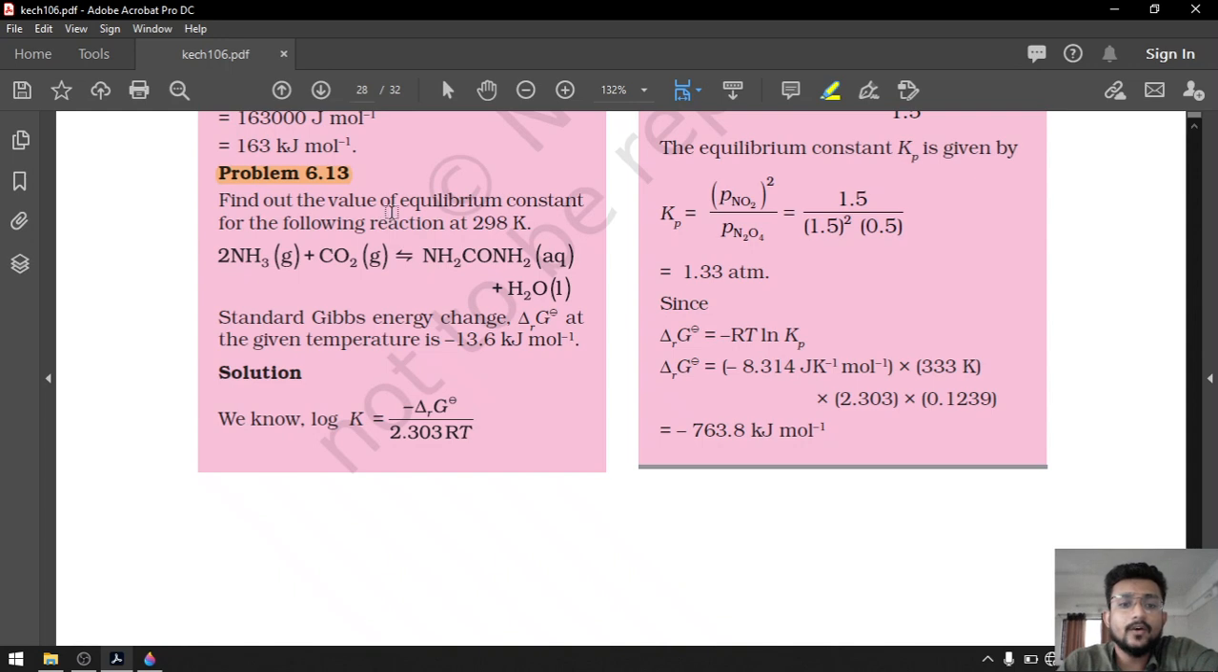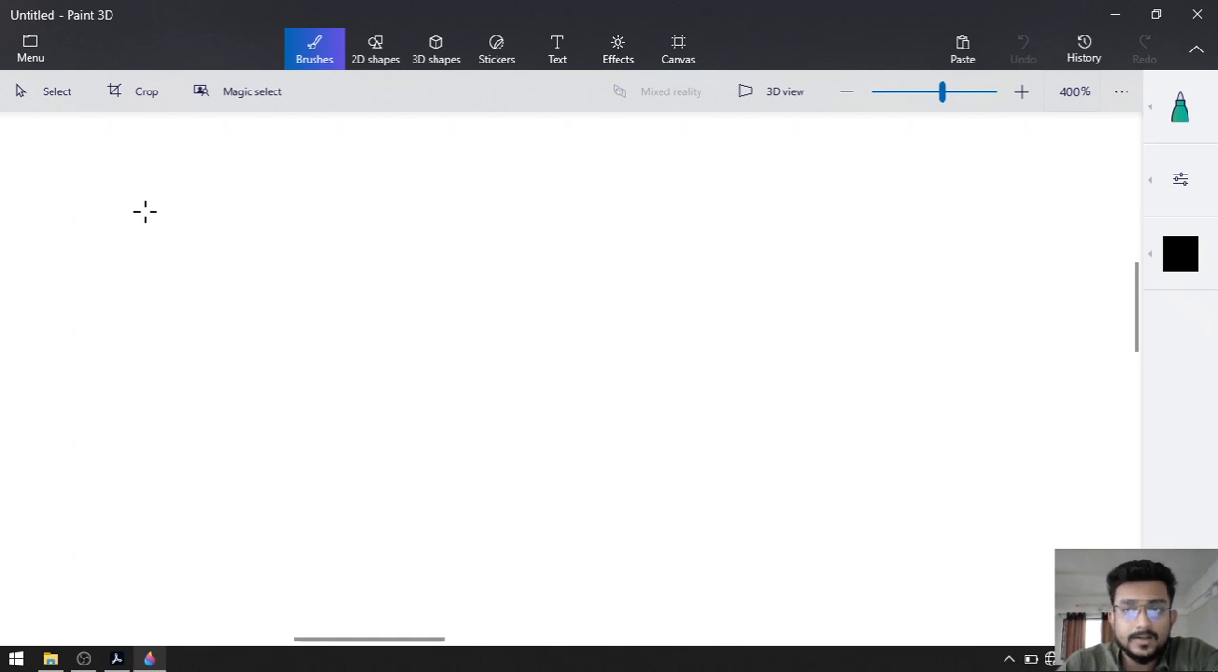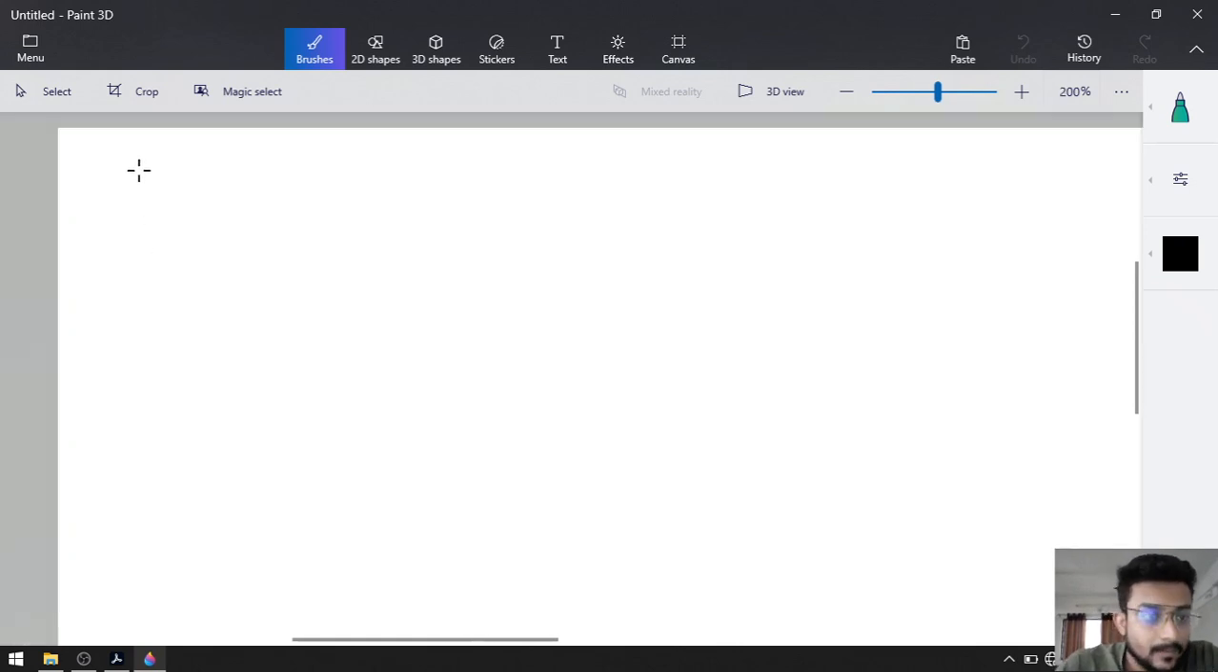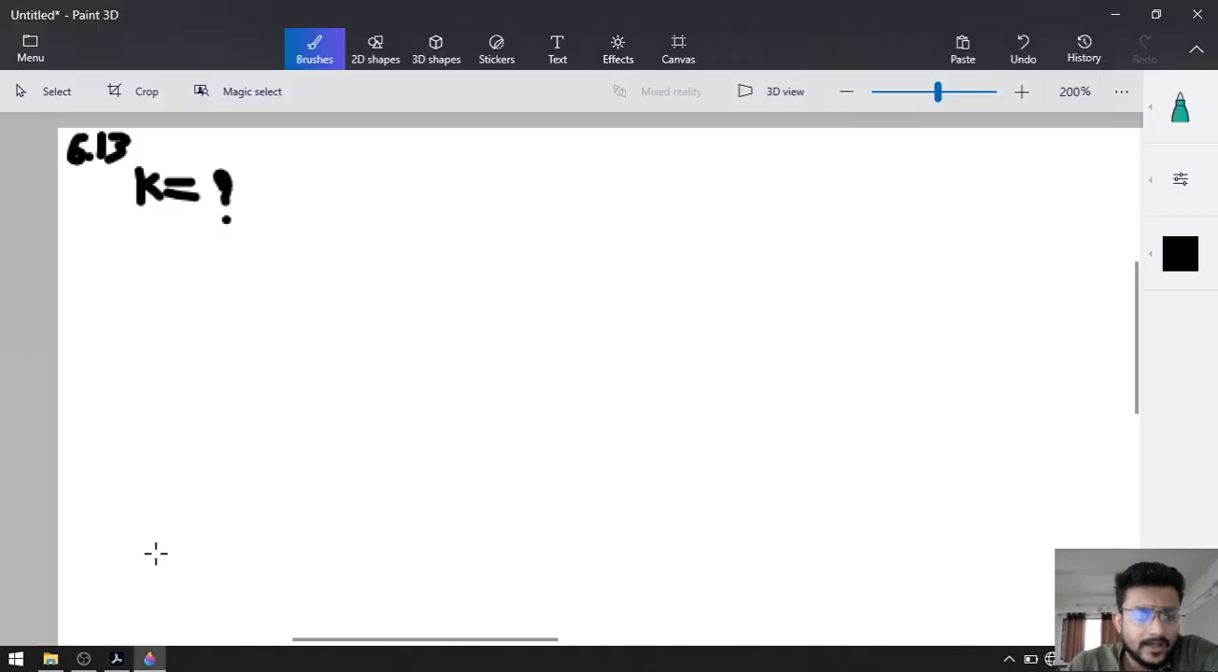Find out the value of the equilibrium constant. So they want us to find the equilibrium constant. That means they want the value of K. So what will be the K? 6.13, at 298 Kelvin temperature. So temperature has been given, 298 Kelvin.